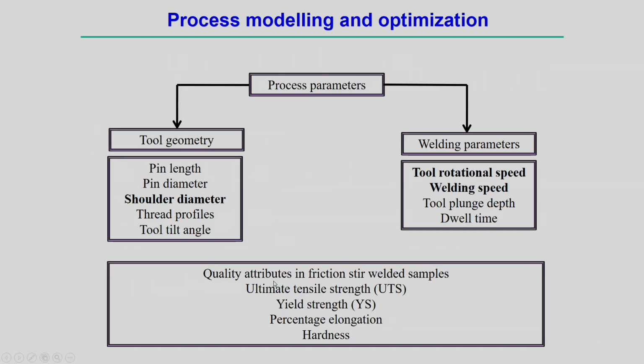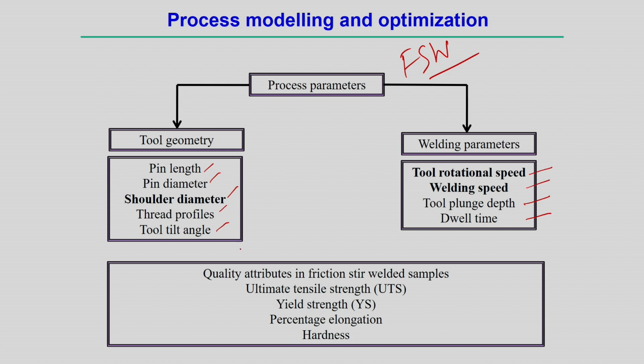Now, we can look into some applications of this. For example, process parameters in the FSW process, the tool geometry. There are different types of pin length, pin diameter, shoulder diameter, thread profile, and tool tilt angle, all of which may be input parameters, the tool geometry specification. And apart from the tool geometry, welding parameters are also responsible. This corresponds to friction stir welding. The welding parameters are the tool rotational speed, welding speed, tool plunge depth, and the dwell time. These are all the input parameters.